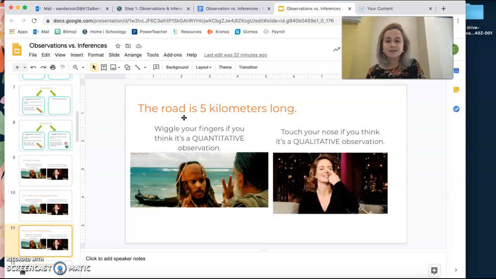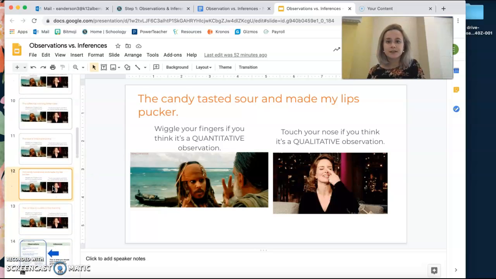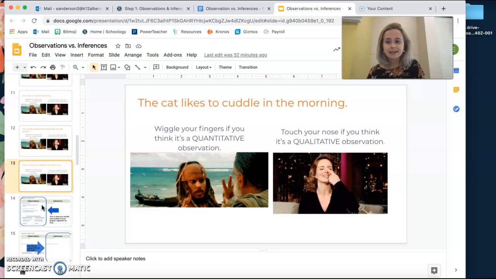There are numbers. The candy tastes sour and made my lips pucker. Is that quantitative or qualitative? This one is qualitative. We're describing how it made us feel without using numbers. And the cat likes to cuddle in the morning. Is that qualitative or quantitative? That is qualitative. I'm describing the actions of my cat.